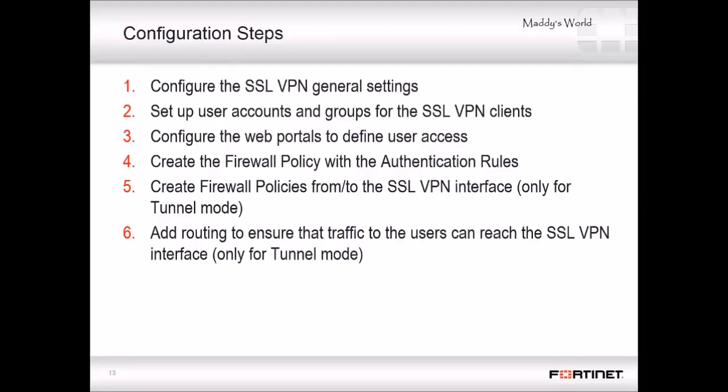Now for tunnel mode, there are 2 additional steps. Create the firewall policies from and to the SSL VPN interface, and add routing to ensure that packets destined to the clients are routed to the SSL VPN interface. Let's see in detail how to do these configuration steps.